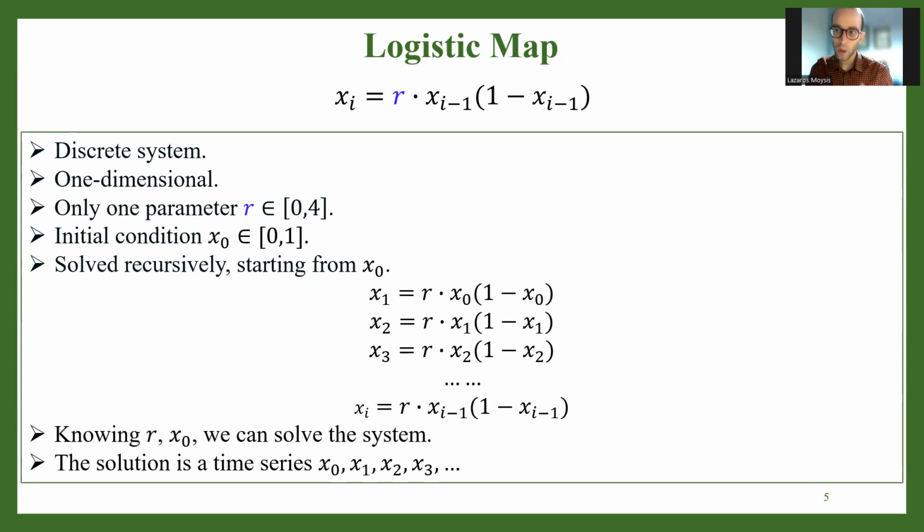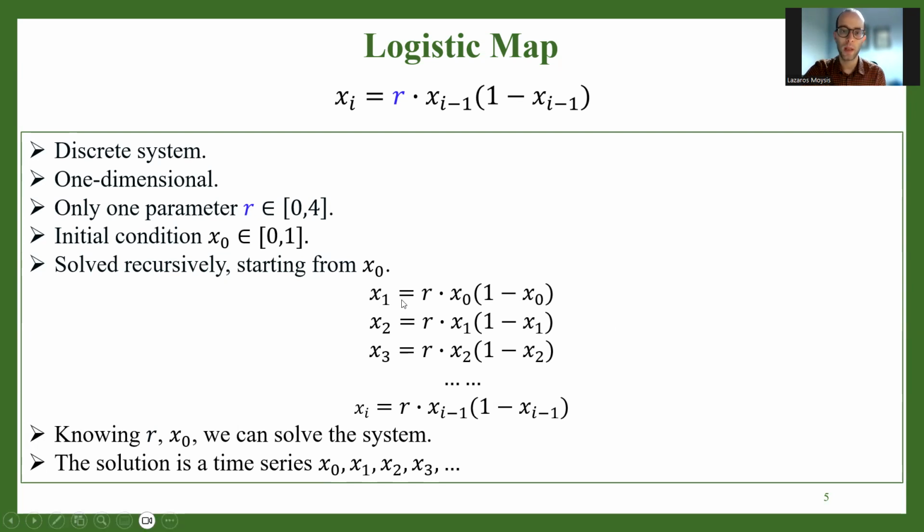So to obtain the solution, we only need to know two things: the starting point, x0, and the parameter value r. Once I know these two keys, which are actually the hidden information, as you like, in encryption, we can go and solve the time series.